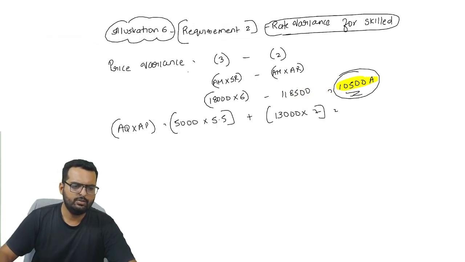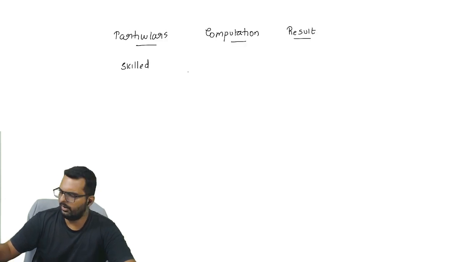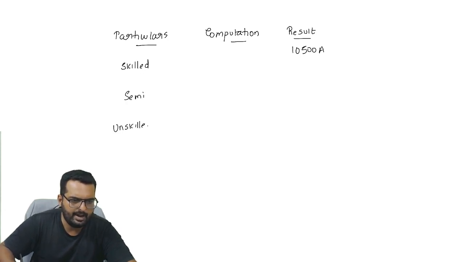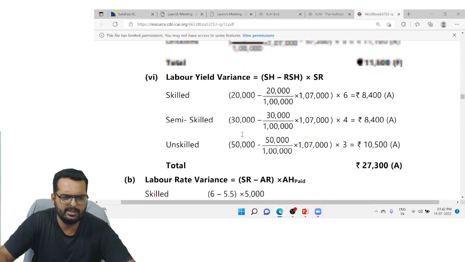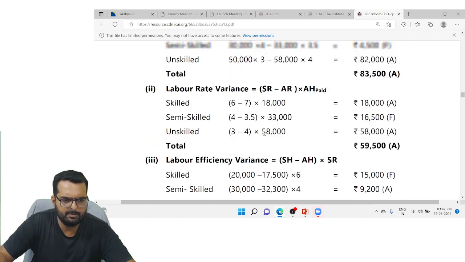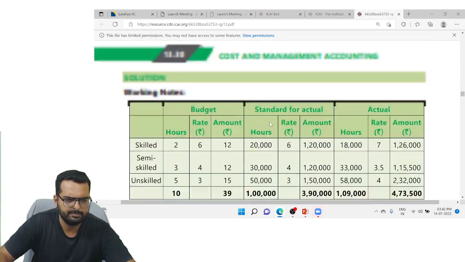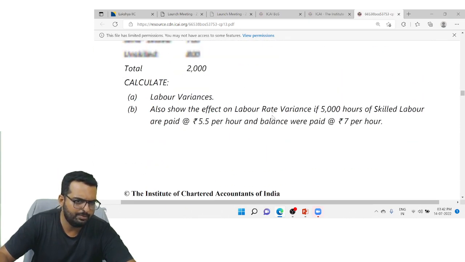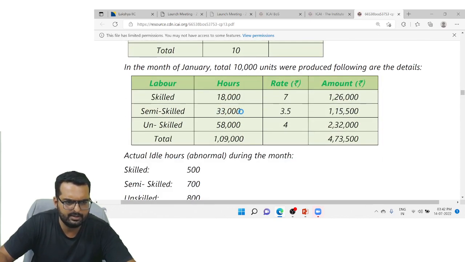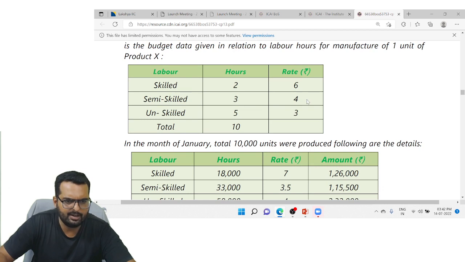All right, friends. So now I'll just give a summary over here. Skilled, we already have the answer as how much? 10,500 adverse. Same way we are supposed to find for semi-skilled and for unskilled. These two are easy because it's directly given. Friends, this one AQ into SP will be, 1 minute, there is a question. Sorry, not AQ into SP, AH into SR. Actual hours is already given.